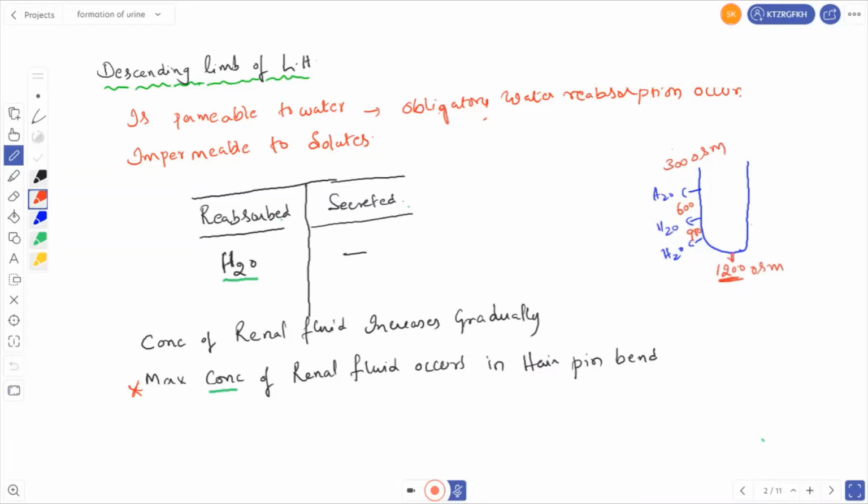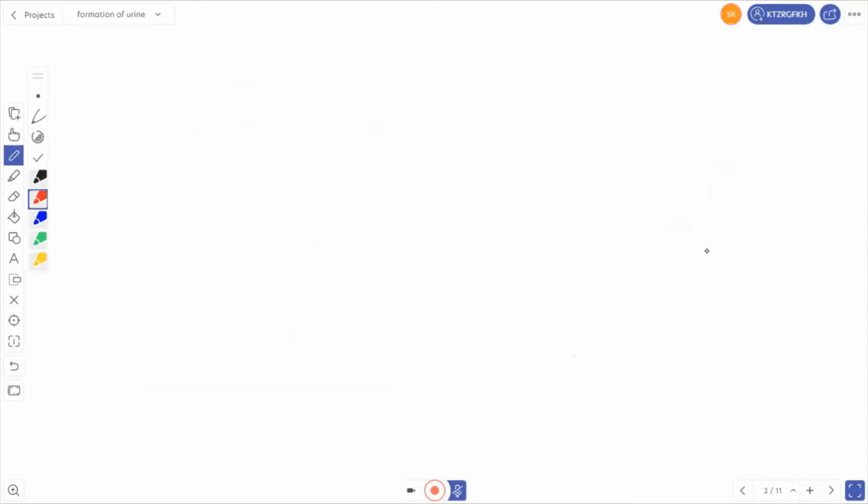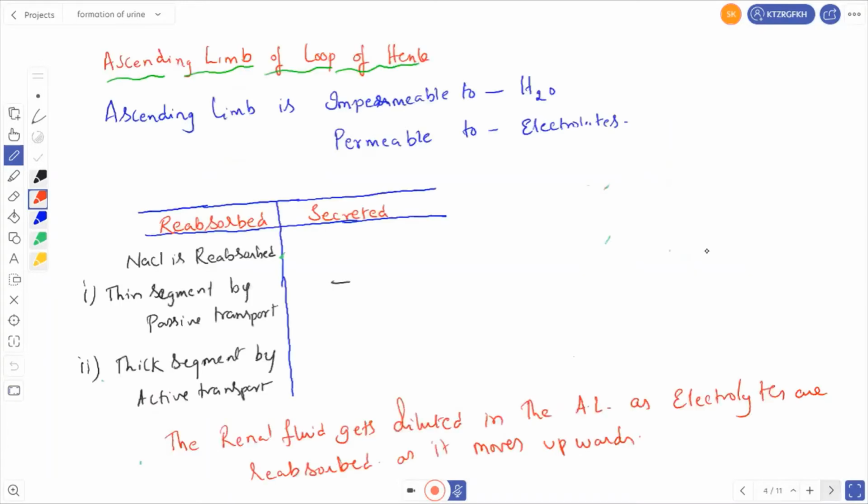Here the maximum concentration is occurring because, as the renal fluid reaches from here to here, the maximum water is reabsorbed. Only the salts are present in the renal fluid. As the salts are present, the concentration is increasing due to the lesser amount of water. Now let us go for the next one, the ascending limb. You see the ascending limb. This one is the ascending limb. I'll go with this color.